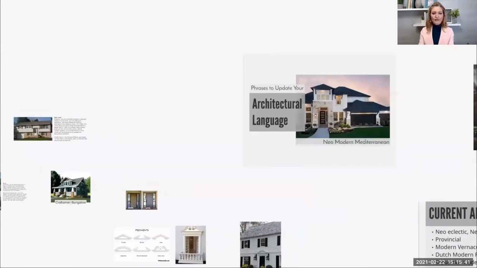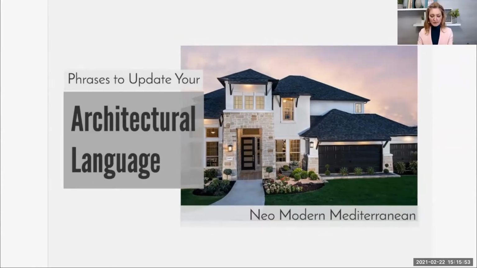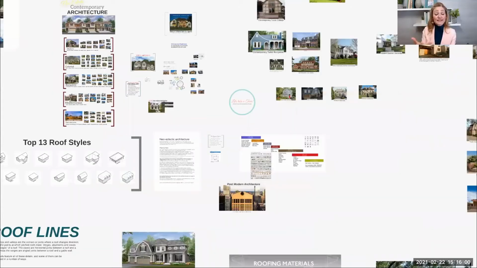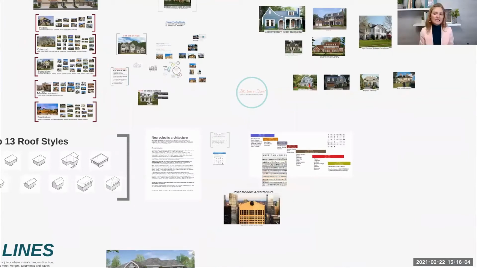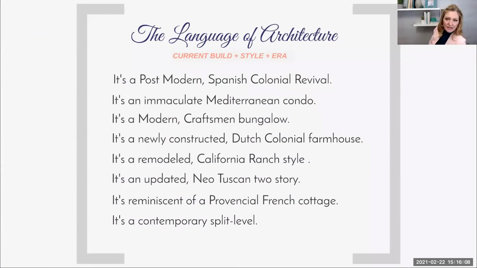So I'm going to give you a quick little preview of some of the phrases that you will be updating your language with in the 90-minute core architecture class. We are looking at neo-eclectic architecture, and this right here would be neo-modern Mediterranean. Okay, I'm going to throw a few of these at you. We do a lot more in class, but we learn to cultivate sentences like, it's a postmodern Spanish colonial revival. It's an immaculate Mediterranean condo. It's a modern craftsman bungalow.